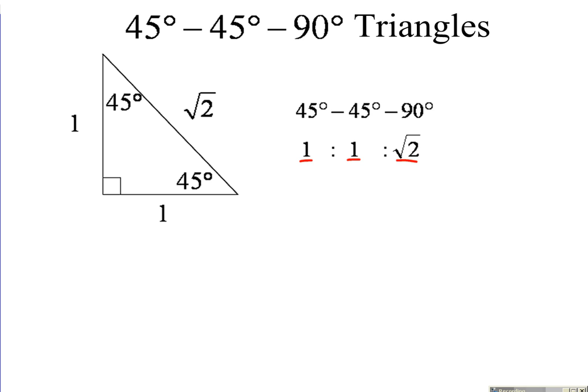Some things should make sense to you here. First of all, remember what we talked about before, across from equal angles has to be equal sides. So that means these sides always have to be in a ratio of 1 to 1. Hypotenuse is always going to be root 2 in a 45, 45, 90 triangle.